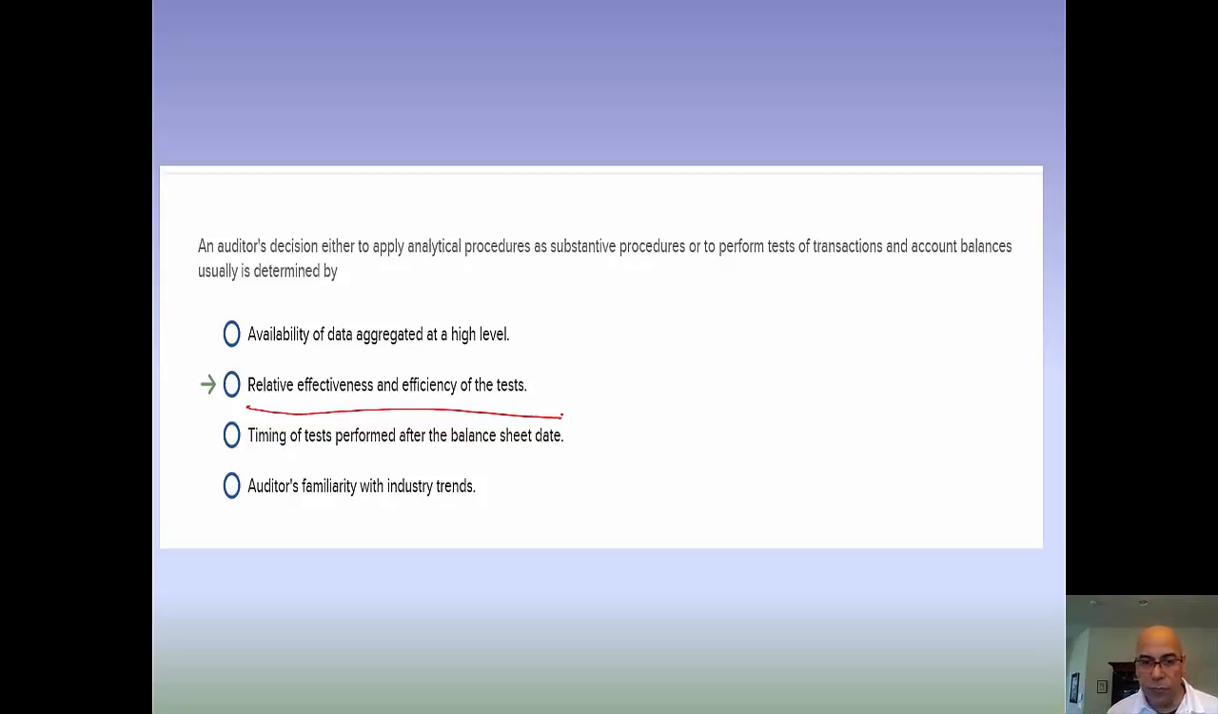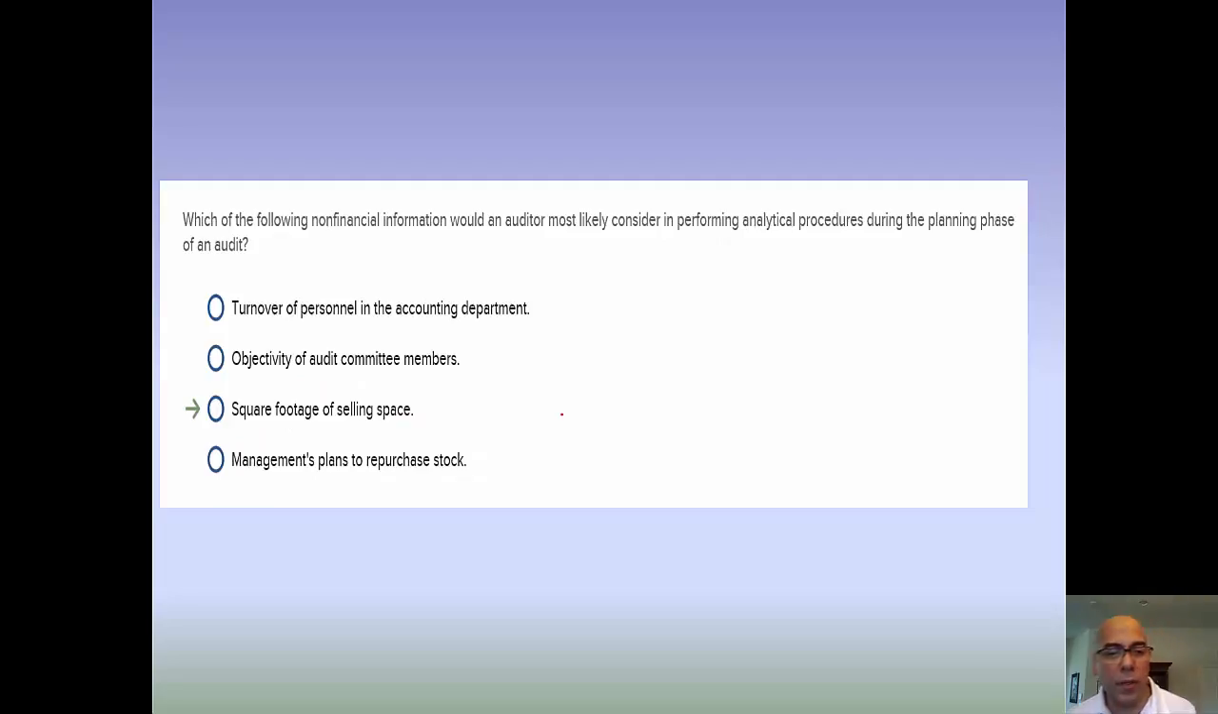Okay. Which of the following non-financial information would an auditor most likely consider in performing analytical procedures? Okay, good. Square footage of selling space is a piece of non-financial data. Look, your analytic has to be something measurable. How do you measure the objectivity of the audit committee? Turnover of the personnel in the accounting department, that again is something that's going to be very difficult to have a solid base and something comparable to an expectation, right?